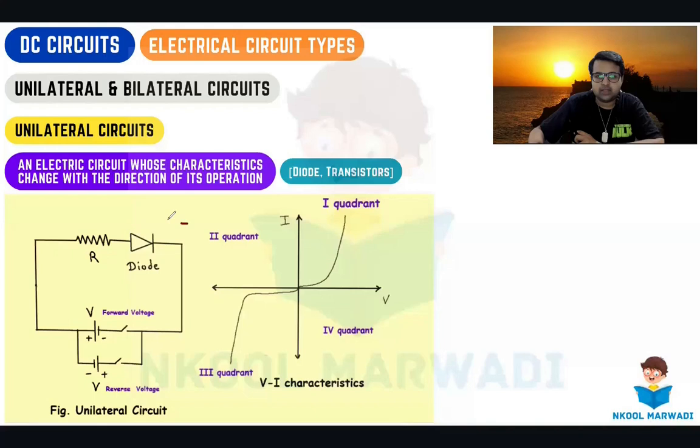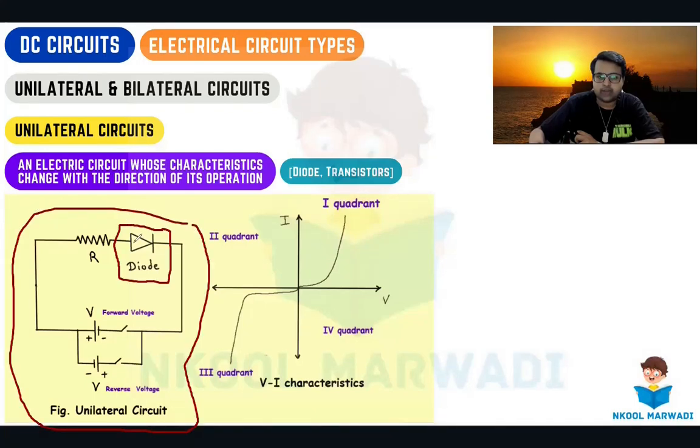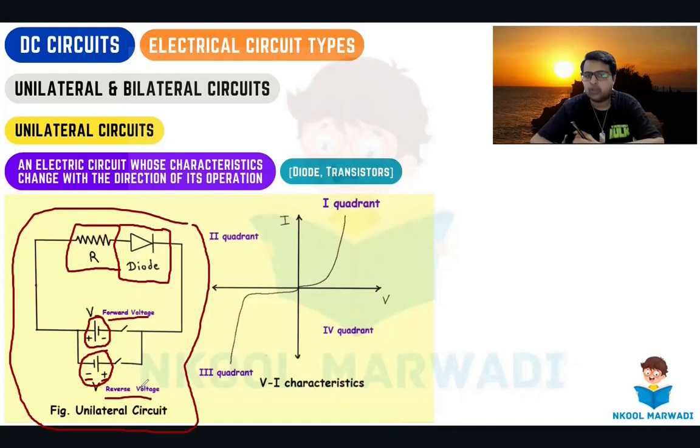For example, in this circuit we have a diode and a resistor. Now we have two voltage sources connected in opposite directions. Be very careful. Here is plus and minus, and here this is the plus, this is the minus. So here we have a forward voltage and a reverse voltage. What I have done is I have two voltage sources whose terminals are opposite to each other, as can be seen here.